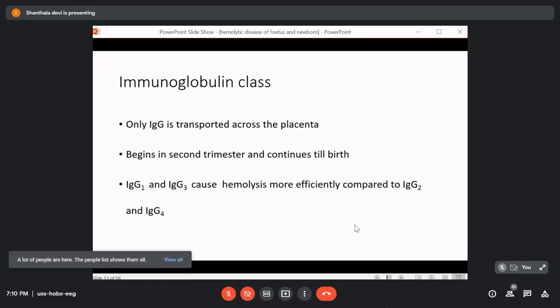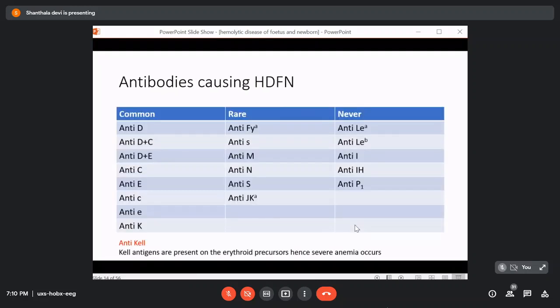What is the antibody specificity which causes the hemolytic disease of the newborn? I already told you earlier, hemolytic disease of the fetus and newborn used to be known as Rh incompatibility or erythroblastosis fetalis. But as we have progressed and started trying to identify the antibody which is causing this disease, we realized there are various antibodies, not only the antibody to the D antigen.